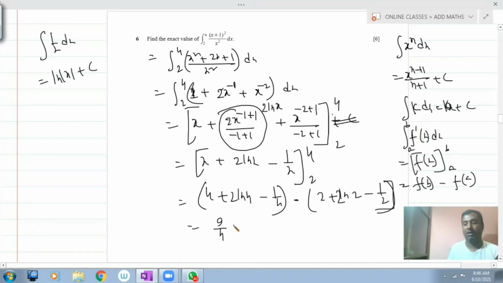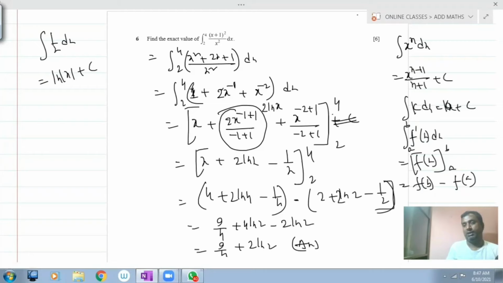And then, if I simplify this one, 2 ln 4 is 2 ln 2 squared, that is 4 ln 2, then minus 2 ln 2. If we subtract, we get 9 by 4 plus 2 ln 2. So this is the answer for this one. Though it's a bit difficult, you should know this formula properly to utilize it. Thank you very much.